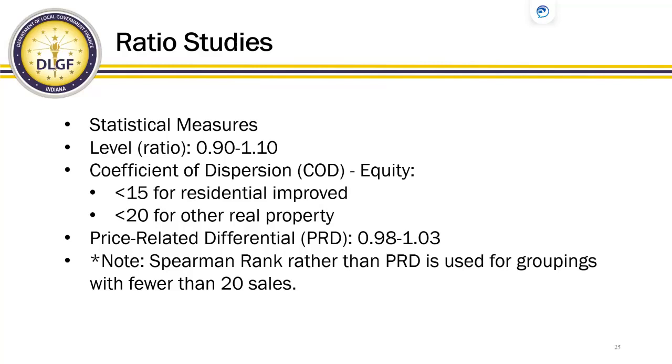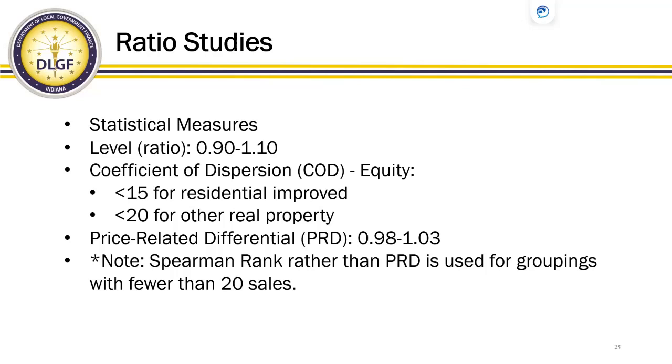To start off, the ratio, this is in terms of average ratios for a certain property type. Those are going to need to fall between 0.9 and 1.1. Next, we have coefficient of dispersion. Oftentimes we'll refer to that as COD. That's a numerical measure of equity. And for residential improved, that number is going to need to fall under 15. And for real property, it'll need to fall under 20.